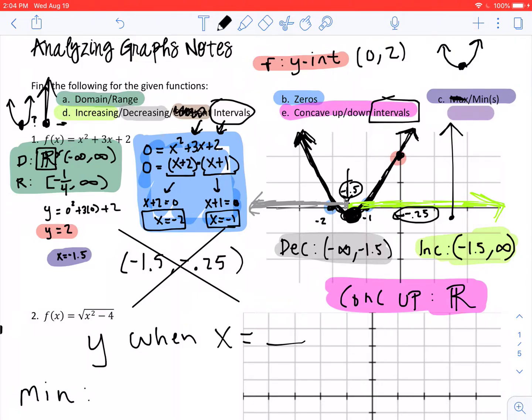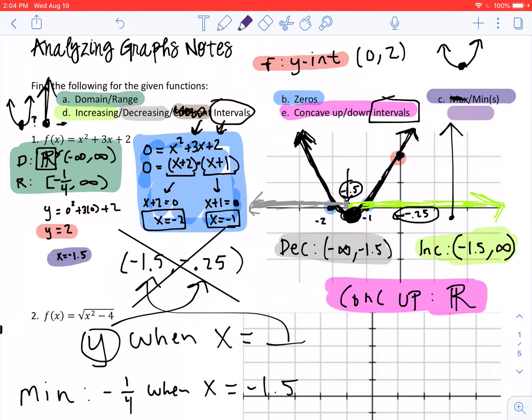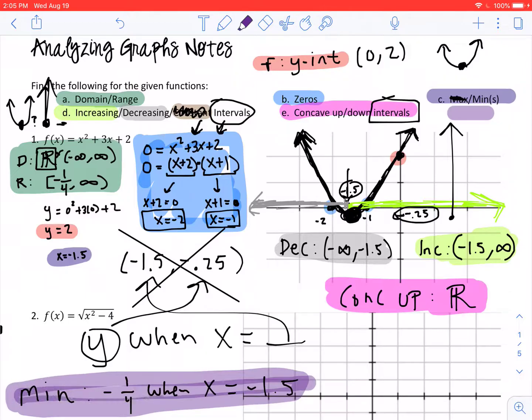The minimum value is the y value, -0.25, when x equals -1.5. This is technically how we need to be writing our maximum and minimum values. Okay? Y when x is blank, or in this case, the y value, -1/4, when x is -1.5. So y when x, okay? That's how we're going to write the minimum value.